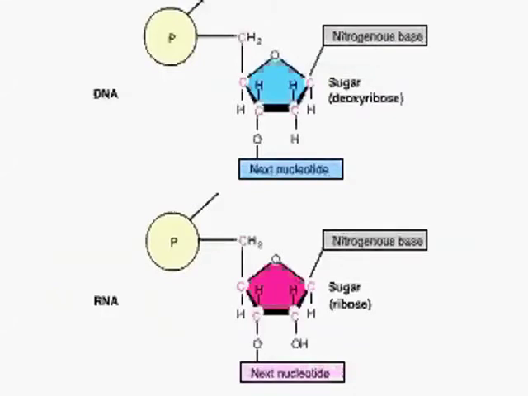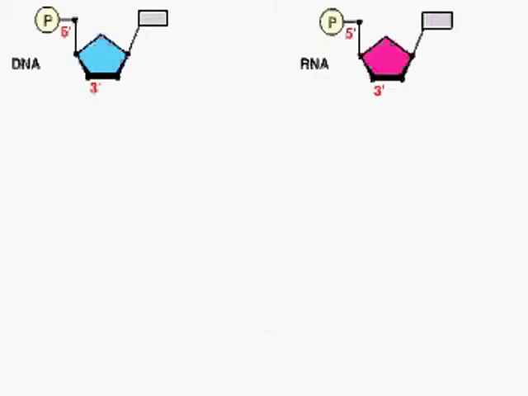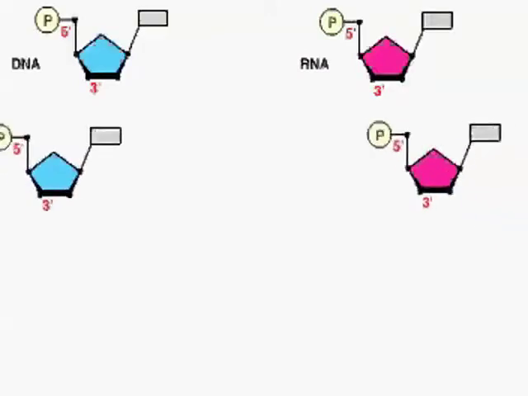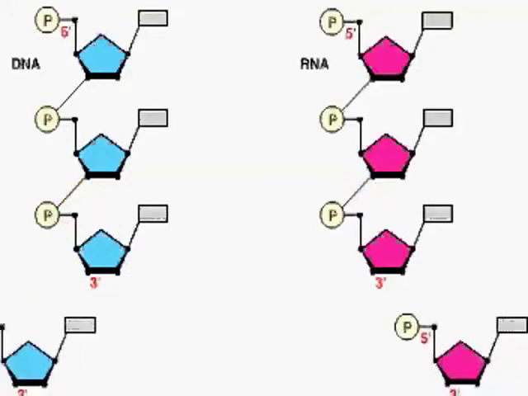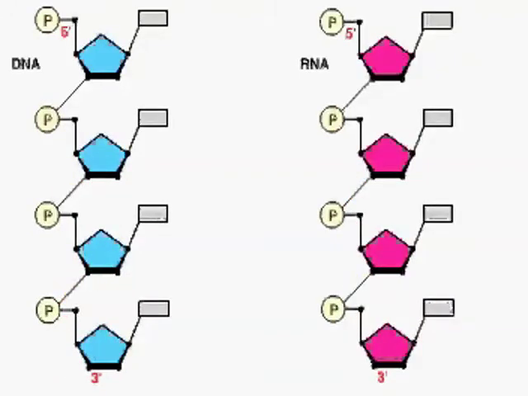For convenience, the carbon atoms in a nucleotide's sugar are numbered, beginning with the carbon atom bonded to the nitrogenous base, moving around the ring, and up to the carbon that is bonded to the phosphate group. The 1' carbon is bonded to the nitrogenous base, the 3' carbon to the next nucleotide, and the 5' carbon to the phosphate group. DNA and RNA are polynucleotides, long chains of nucleotides. Polynucleotides are always assembled in the 5' to 3' direction. A covalent bond forms between the carbon at the 3' position of a nucleotide and the phosphate group at the 5' position of the next nucleotide.